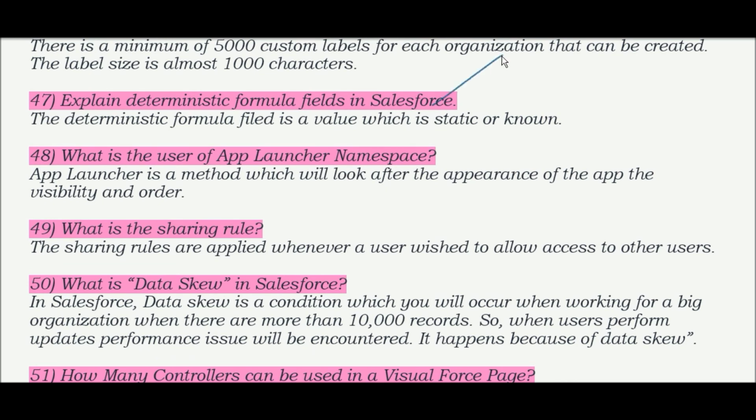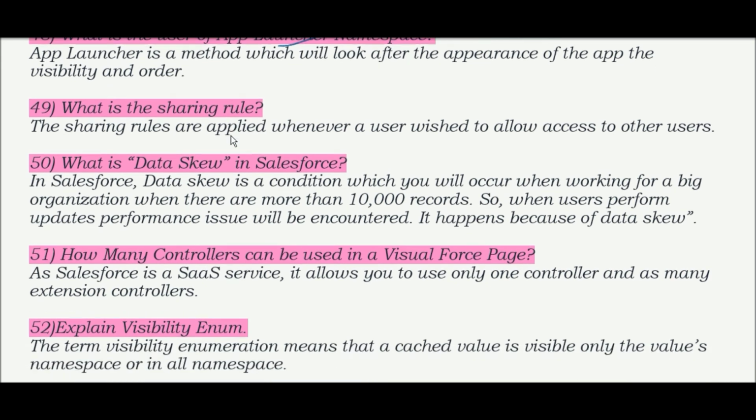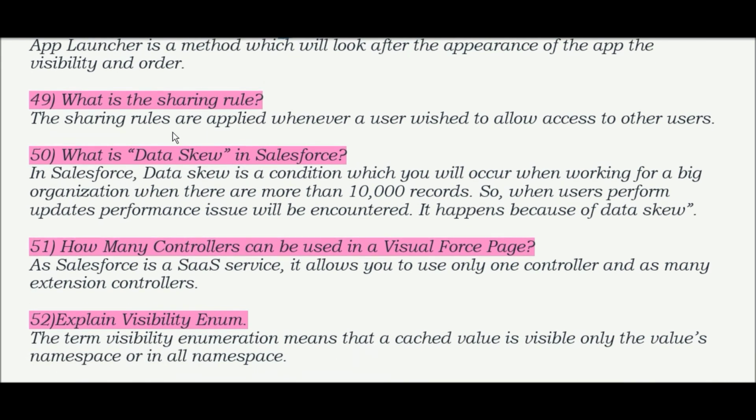Next question. Explain deterministic formula fields in Salesforce. Answer: The deterministic formula field is a value which is a static or known value. Next question. What is the use of the app launcher namespace? Answer: App launcher is a method which will look after the appearance of the app, the visibility and order. Next question. What is the sharing rule? Answer: The sharing rules are applied whenever a user wishes to allow access to other users.